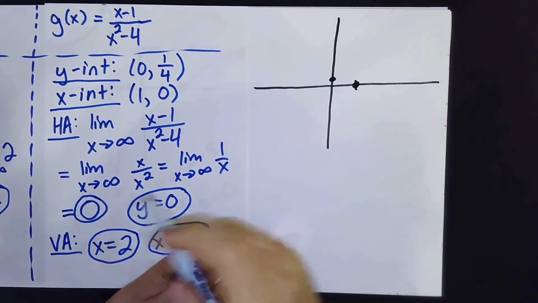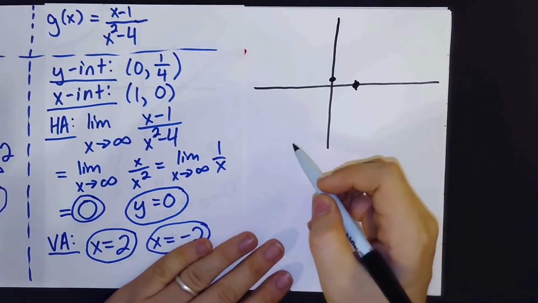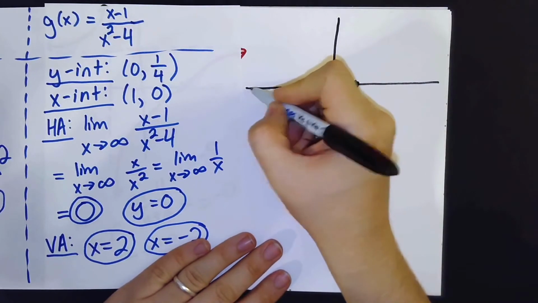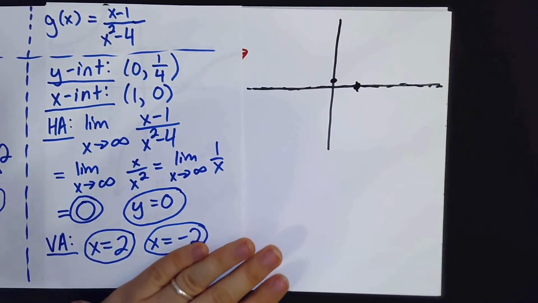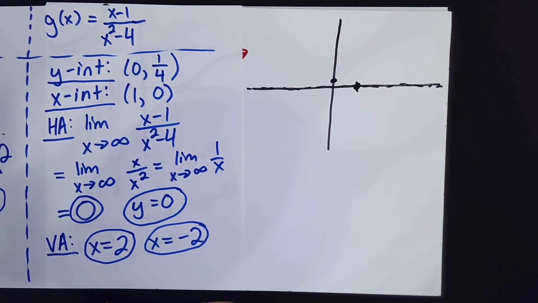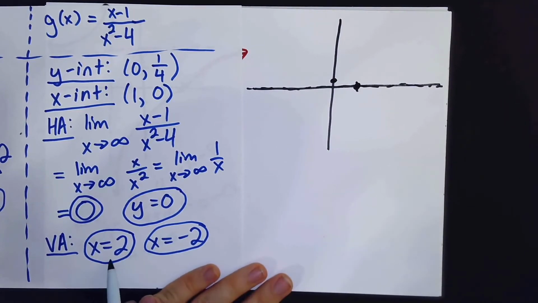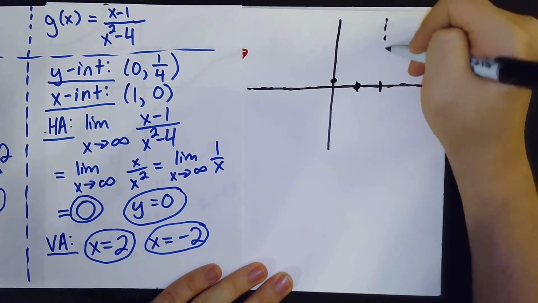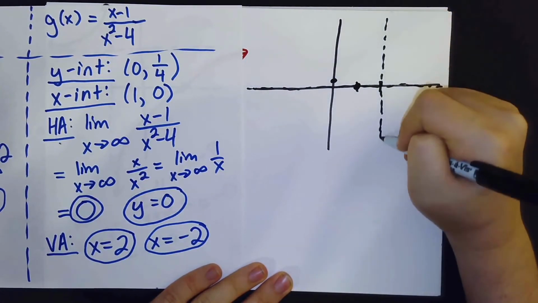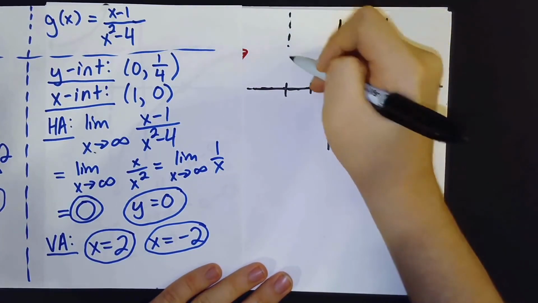It has a horizontal asymptote at y equals 0. So that means the horizontal asymptote is actually the x-axis, because the x-axis is the line y equals 0. And then it has two vertical asymptotes, one at plus 2 and one at minus 2. So there's the one at plus 2. Here's the one at minus 2.